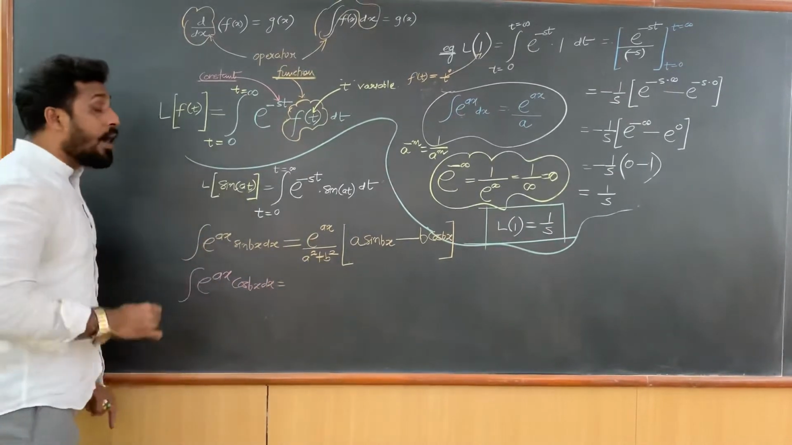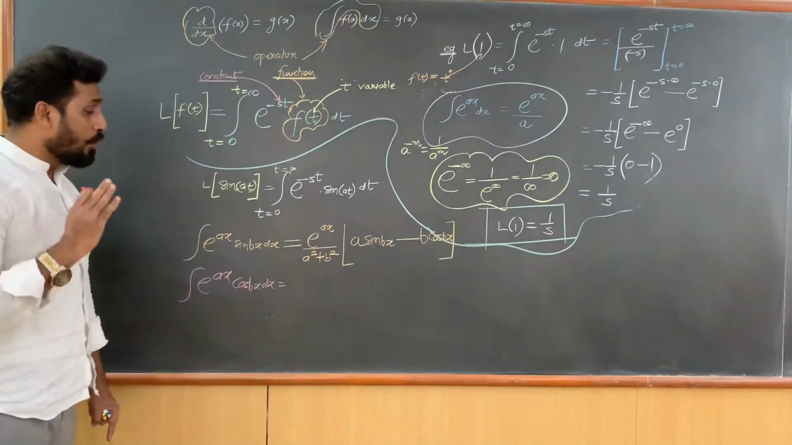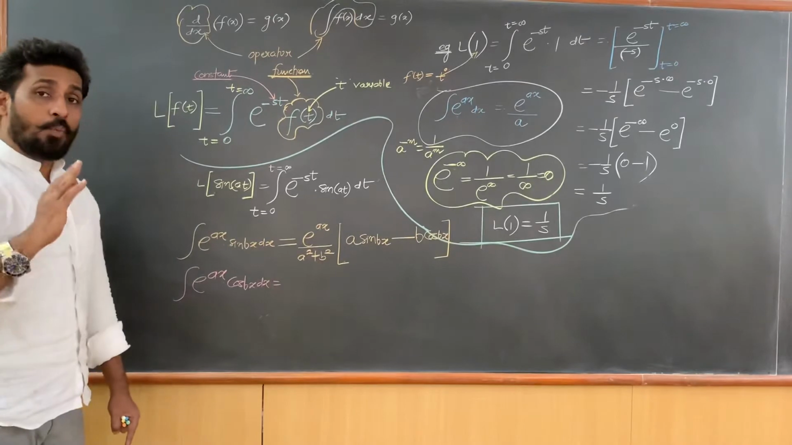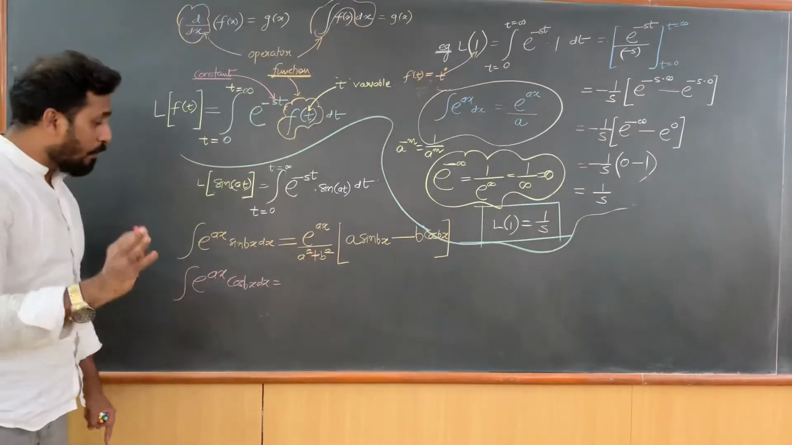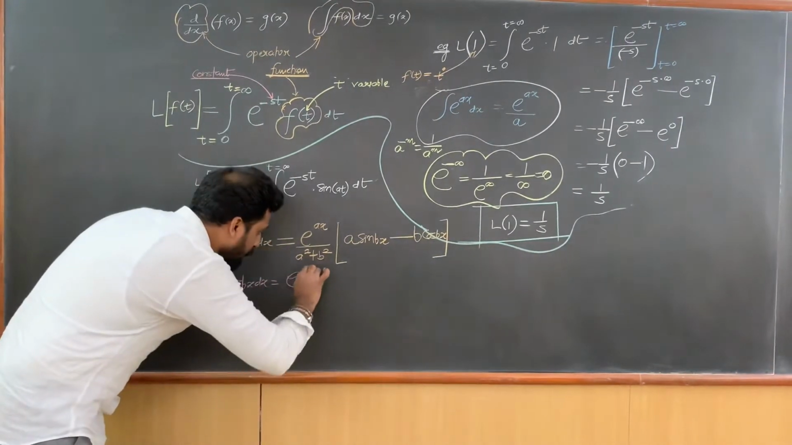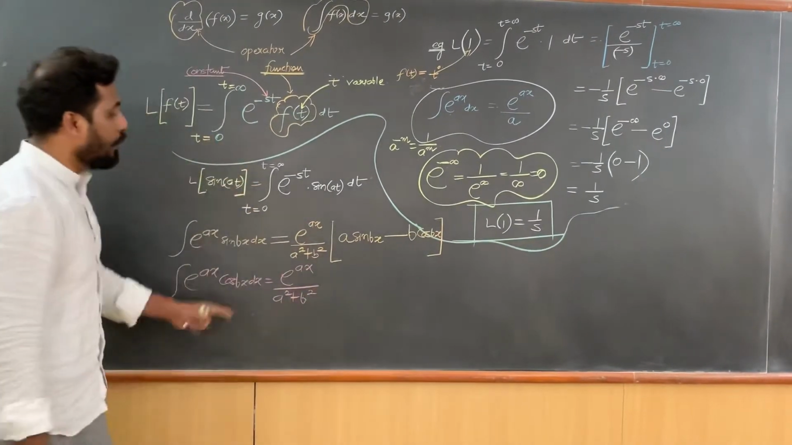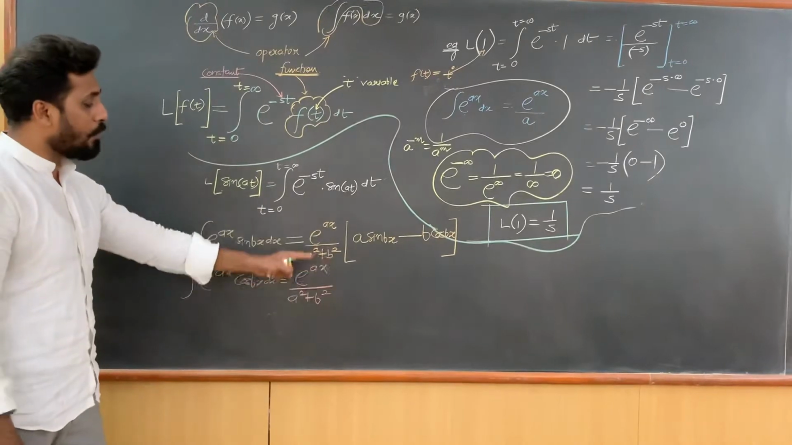Now, as I'm telling you again and again, you have to remember these two integrals very thoroughly. So make sure that you make note of these two formulas somewhere in your book. So e raised to ax upon a square plus b square. It's not very difficult to remember now. So it is almost the same. E raised to ax upon a square plus b square.